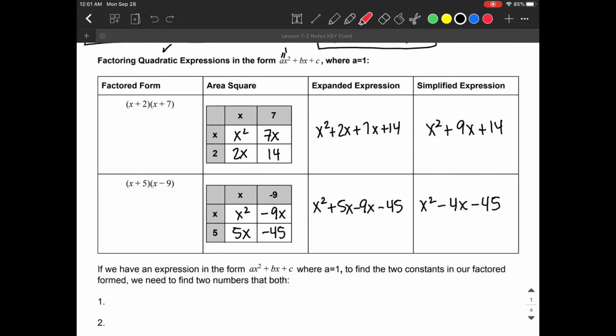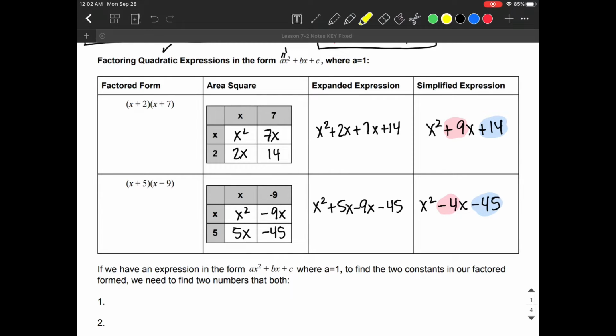So the thing that makes this quadratic expression unique is the plus 9 that's in front of the x, so the positive 9, and the plus 14. What makes my simplified expression for the second example unique is the negative 4 in front of the x and the constant at the end, negative 45.